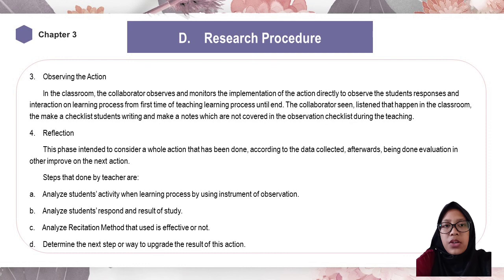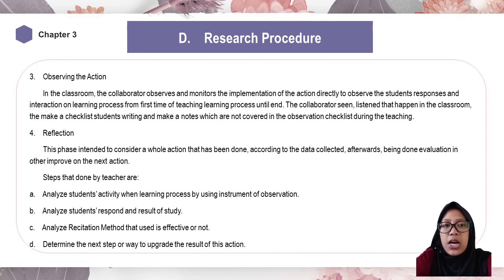Number 3, observing the action. In the classroom, the collaborator observes and monitors the implementation of the action directly to observe the students' response and interaction in the learning process from the first to the end. Number 4, reflection. This phase is intended to consider the whole action that has been done. According to the data collected, an evaluation is done afterward in order to improve the next action.